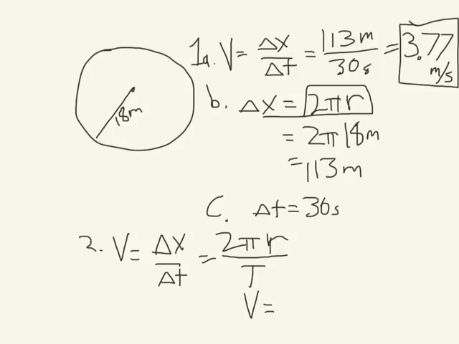So we've derived an equation for tangential velocity of something moving in a circle. R is the radius of the circle, and T is the period.